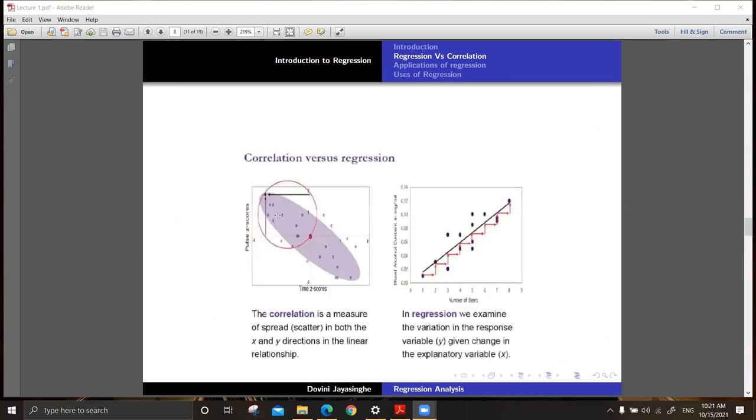Okay. So this is basically what I explained just now. In correlation, we just see the spread of it, but in regression, we get a line. We get a proper model. We get a proper form in a way that it could predict. It has the predicting ability.